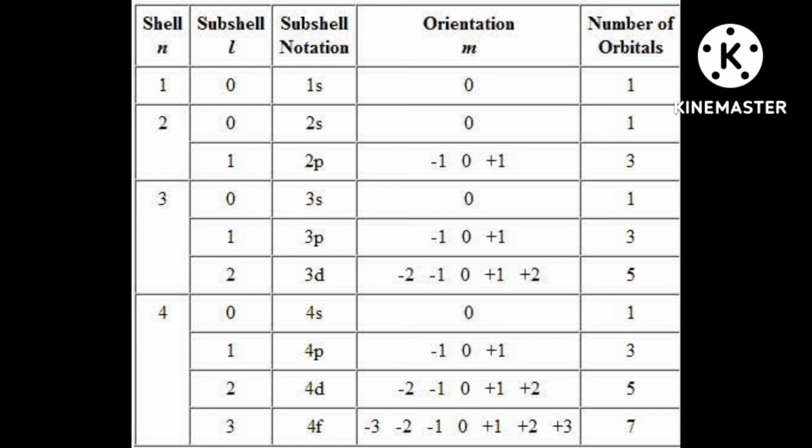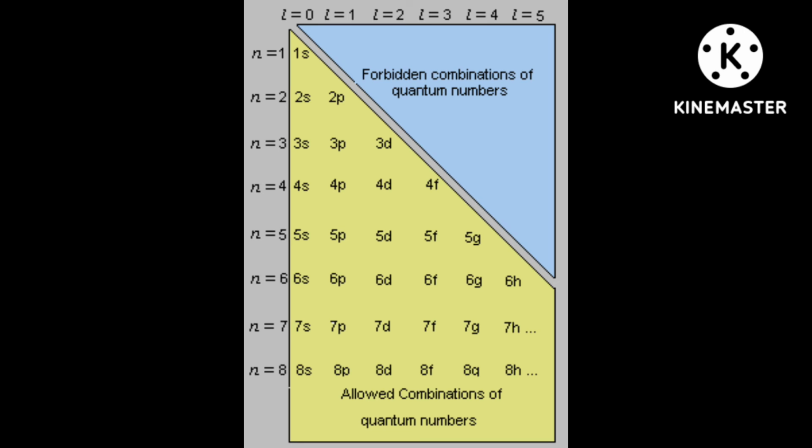In the same way, if L is equal to 2, then 2 into 2 plus 1 is 5. How will you write them? You start with 2: minus 2, minus 1, 0, plus 1, plus 2, total 5. L is equal to 2 means you are talking about the D subshell, and under the D subshell these 5 orbitals are there. D has 5 different types of D orbitals.